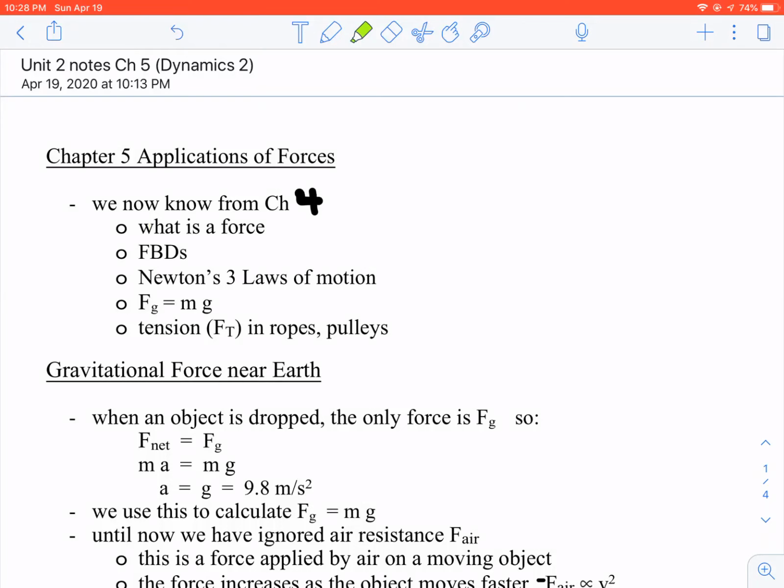In Chapter 4 we learned a number of different things about dynamics. Dynamics, remember, is the study of what causes the motion of an object to be what it is and/or to change. And we learned that a force is a push or a pull on an object, and that objects often experience more than one force, which means when I'm trying to analyze the motion of an object, I have to look at all the forces being applied to that object in order to determine what its acceleration is going to be. What will be the response of the body to the forces being applied?